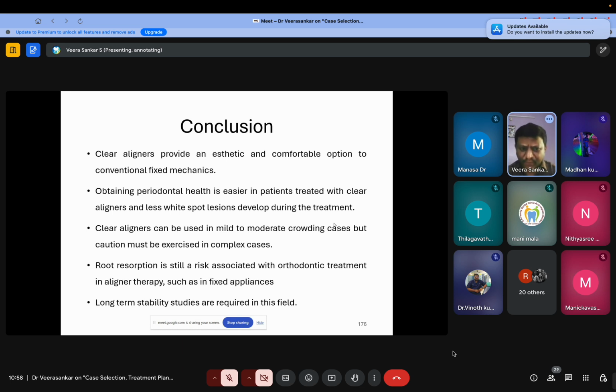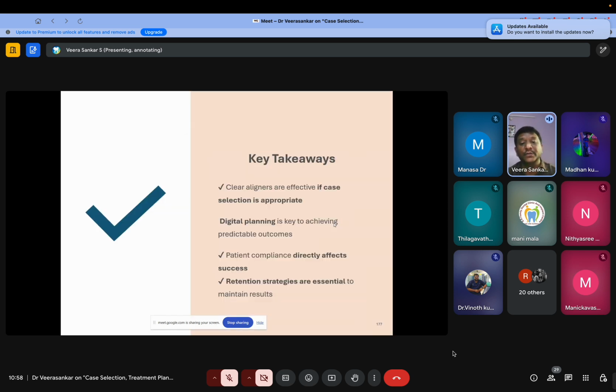complex cases. You can have a discussion with your orthodontist. Root resorption is still a risk associated with orthodontic treatment, especially in aligner therapy, as in fixed appliances. Long-term stability studies are required related to its root resorption process.